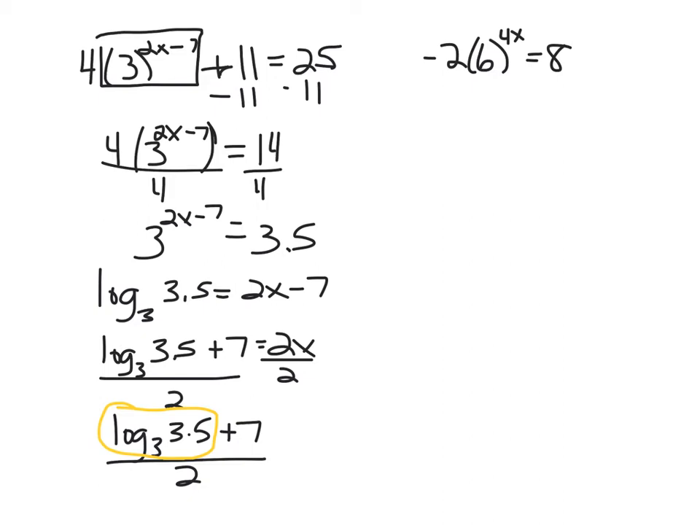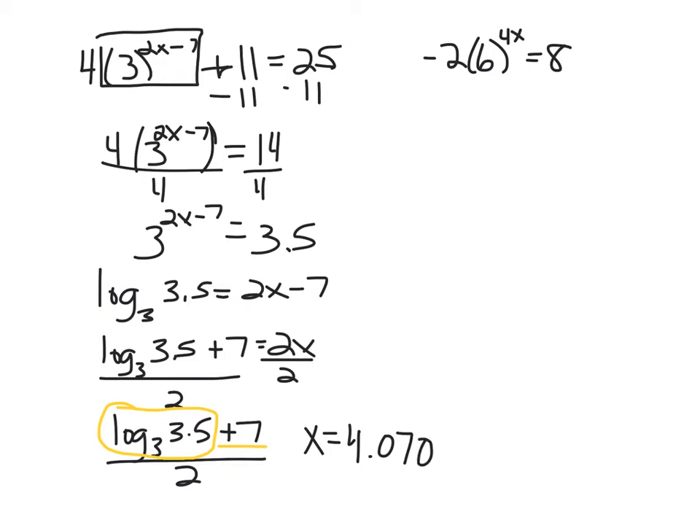Enter. What was the next step we did? Add 7. So plus 7, enter. Then what did we do? Divide by 2, enter. Enter, enter, enter. Make sure you don't miss that. So x equals 4.070.